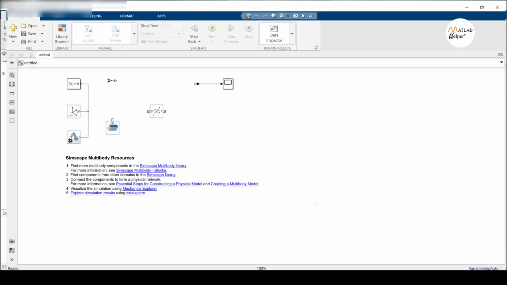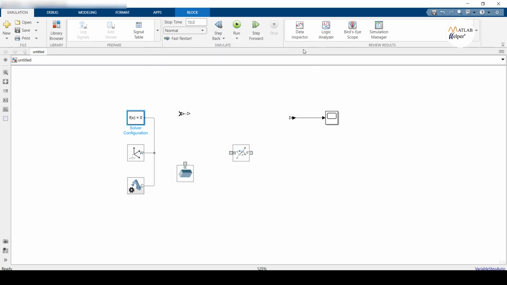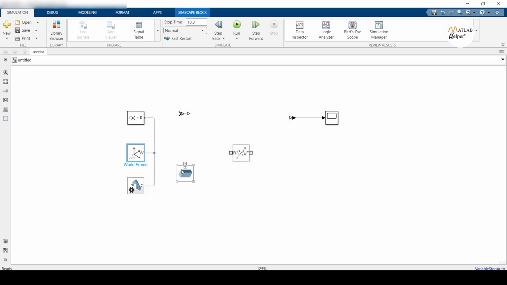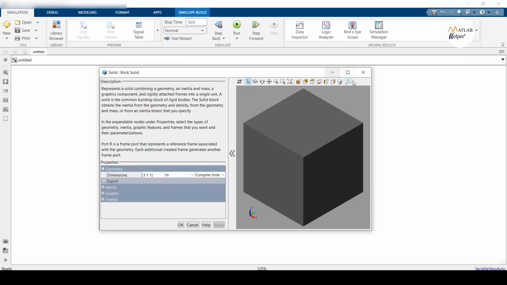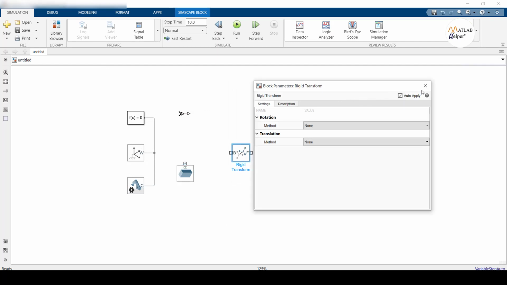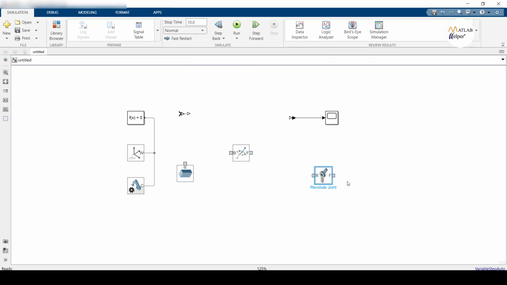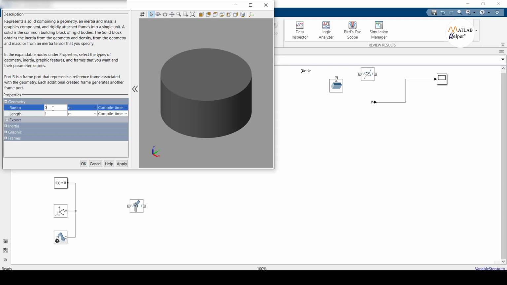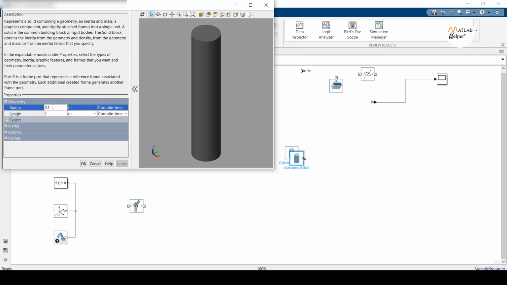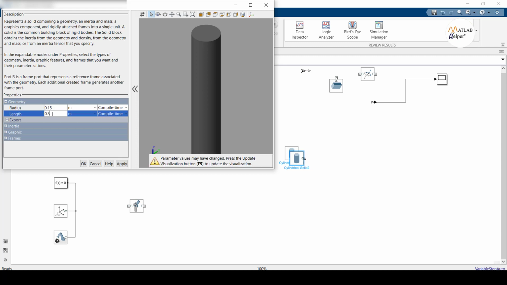You will see a solver configuration on which the model simulates, the world frame or the global coordinate axis, the mechanism configuration, a solid block, a rigid transform, a Simulink to PS converter. Take a revolute joint, a scope, a body with 0.3 meter radius and 1 meter length, and a body with 0.1 meter radius and 1 meter length, and a neck of 0.15 radius and 0.3 meter length.